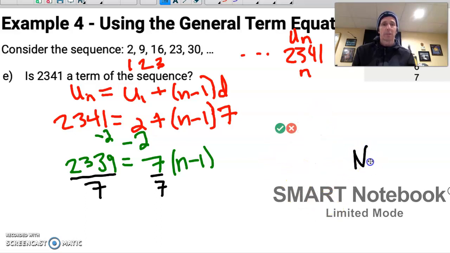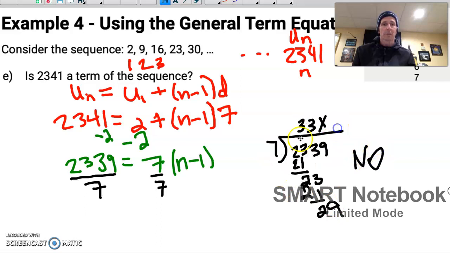Therefore, the answer to this is no. It is not part of the sequence because it does not fit the pattern of going up by 7 every time, even though that would be way down. It'd be in the 330th something term is where we're approximately close to, but it doesn't work.